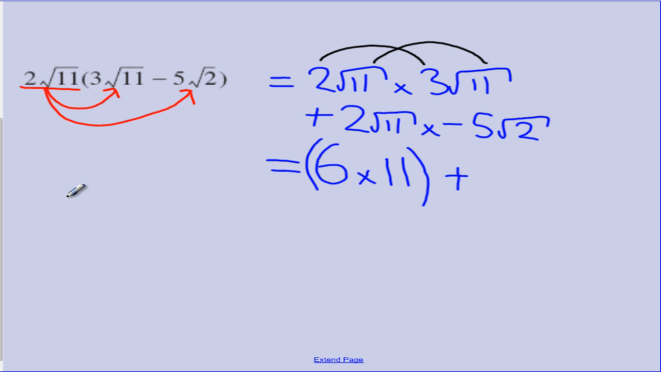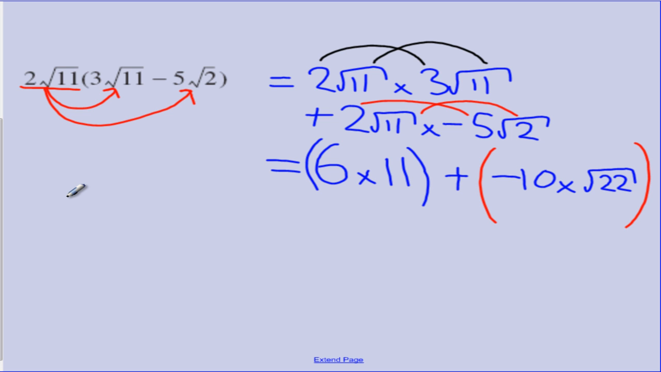plus, down the bottom, we've got the 2 times the negative 5. So that gives us a negative 10 in that bracket, multiplied by surd by surd. So we have the square root of 11 times the square root of 2. So that is the square root of 22. And we will close that bracket off. Okay. 6 times 11 gives us 66 plus minus 10 square root of 22.